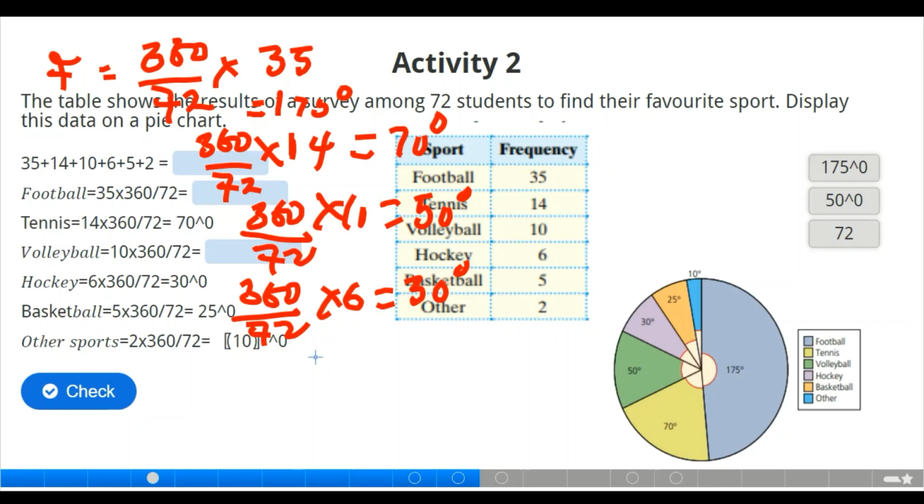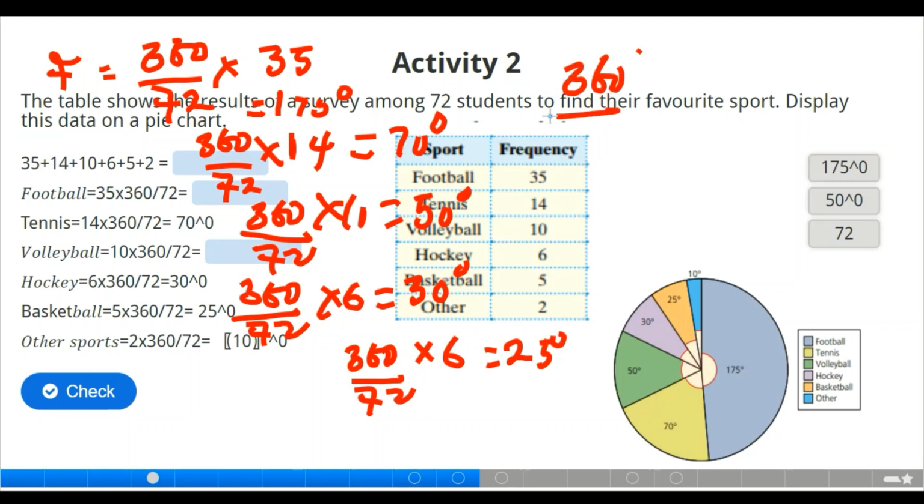And for basketball, that is going to be 360 divided by 72 multiplied by 5. If we calculate that, you are going to have 25 degrees. And for others, it's going to be 360 divided by 72 multiplied by 2. And by the time we have that, we are going to have 10 degrees. And that gives us the specific degrees that we have for the students' favorite sports.